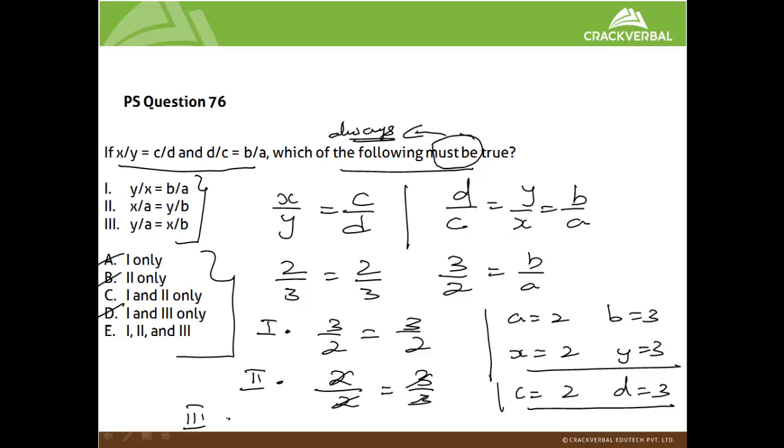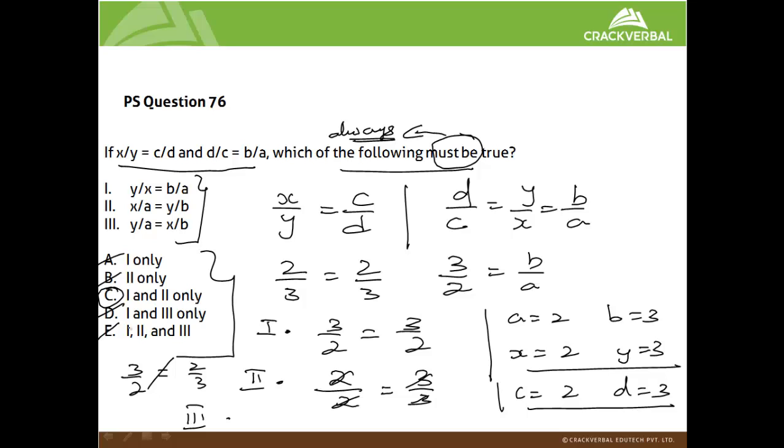If you look at the third one, y by a is 3 by 2, whereas x by b is 2 by 3, which is exactly the reciprocal of it, so it is not equivalent. So statement 3 is not correct, and we can eliminate answer choice E, which says 3 only. The answer has to be C here. So we can stop here.